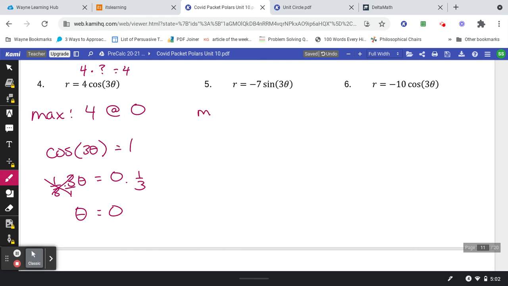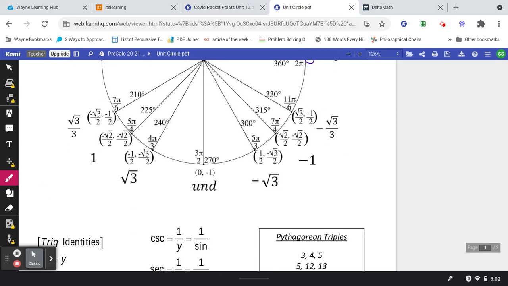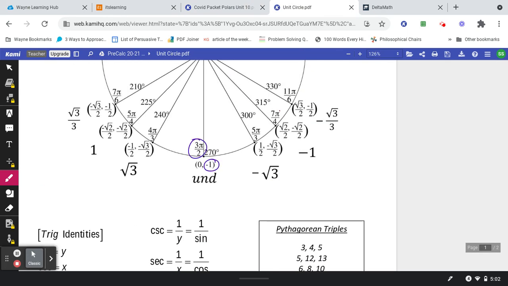Example number 5, I'm going to have a maximum of positive 7. Well, I need to multiply this negative 7 by positive 1 or negative 1 in order to get a positive 7. Obviously, we're going to need a negative 1. So again, you can see it's always either going to be a positive 1 or a negative 1 because those are the biggest numbers on your unit circle. All right, let's go see when that happens. Sine is negative 1. Here it is down here, 3 pi over 2.